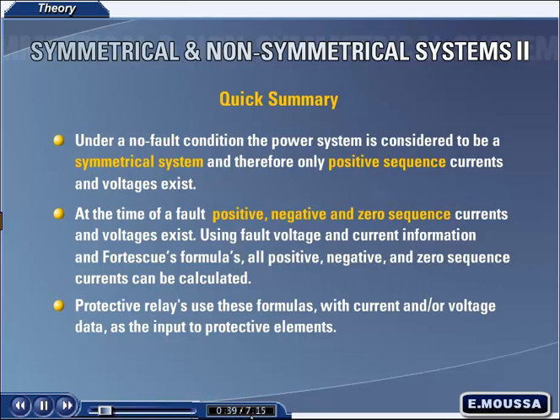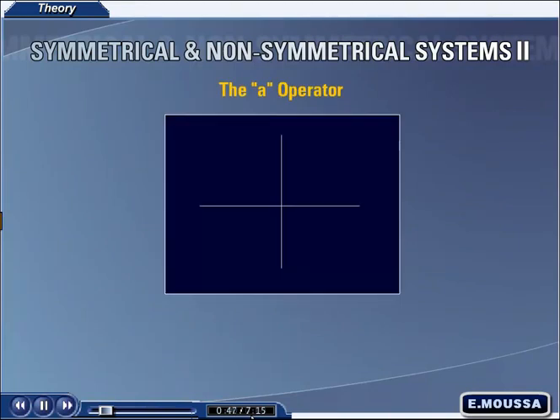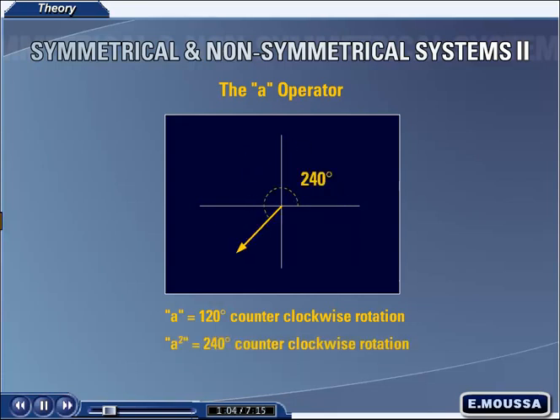In order to understand Fortescue's formulas, we must first understand the A and A² operators. The A operator. Like the J operator in the complex plane which shifts a vector by an angle of 90 degrees counterclockwise, the A operator shifts a vector by an angle of 120 degrees counterclockwise, whereas the A squared operator shifts the vector by 240 degrees counterclockwise.